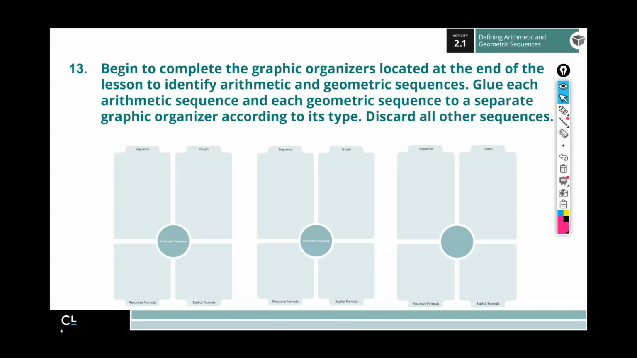Day 2 of lesson The Password is Operations. On number 13, they wanted you to begin to complete the graphic organizers located at the end of the lesson to identify arithmetic and geometric sequence. Glue each arithmetic sequence and the geometric sequence to a separate graphic organizer according to its type. Discard all other sequences.